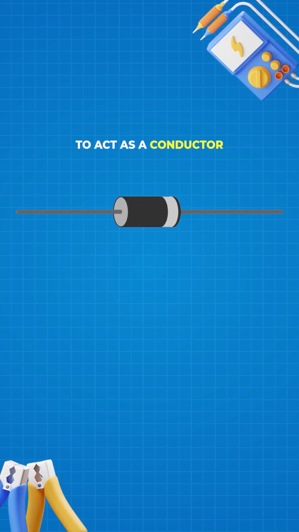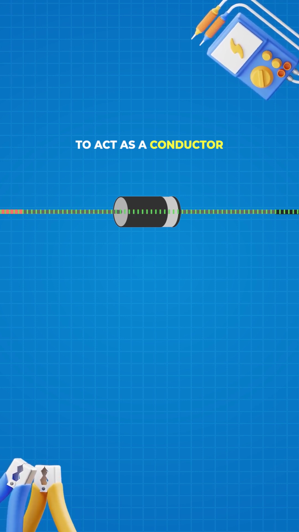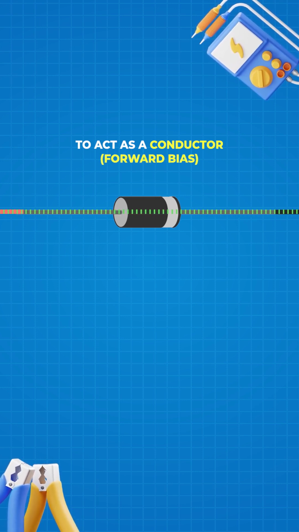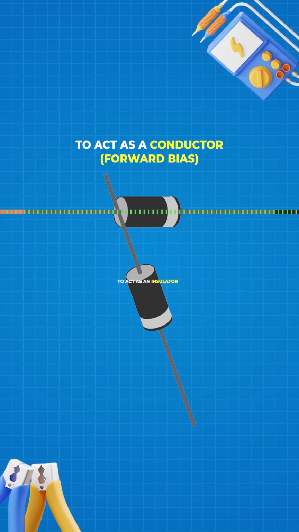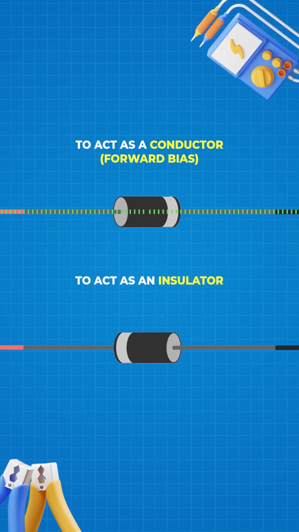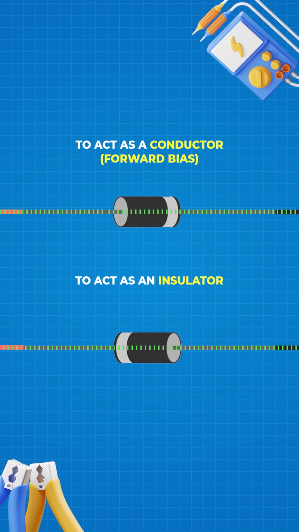In order for a diode to act as a conductor, the stripe at the end of the diode must be connected to the negative, and the black end must be connected to the positive, and that allows current to flow. We call this the forward bias. But if we flip the diode, it will act as an insulator, and the current will not flow, and we call this a reverse bias.